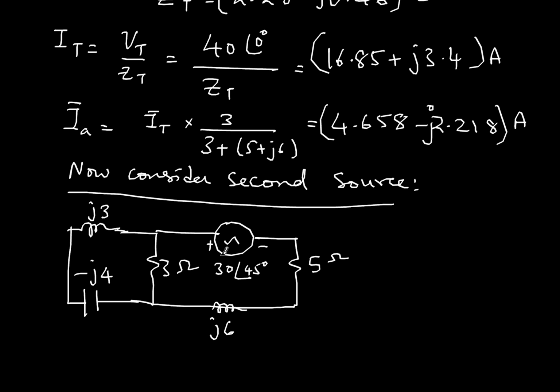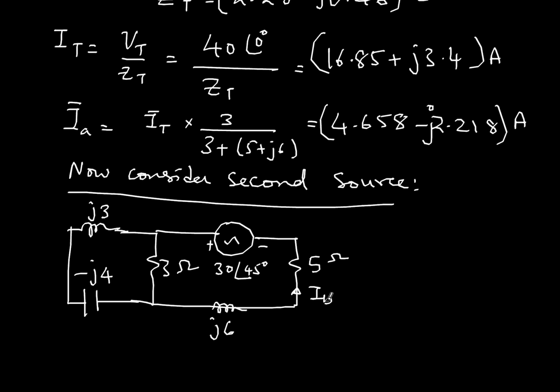Now this is the second source. Again, I want to find out the current in the 5 ohm resistance. So the same procedure: I calculate the total impedance and then find the total current, and the total current itself will be the current in this. But one thing you should notice, let's denote it as IB.